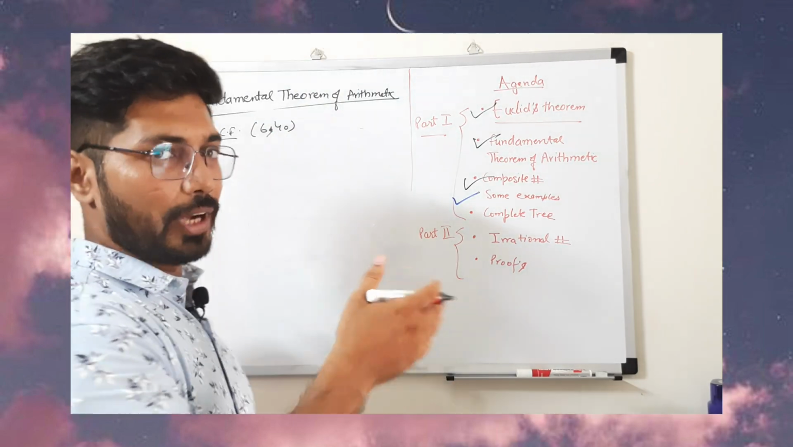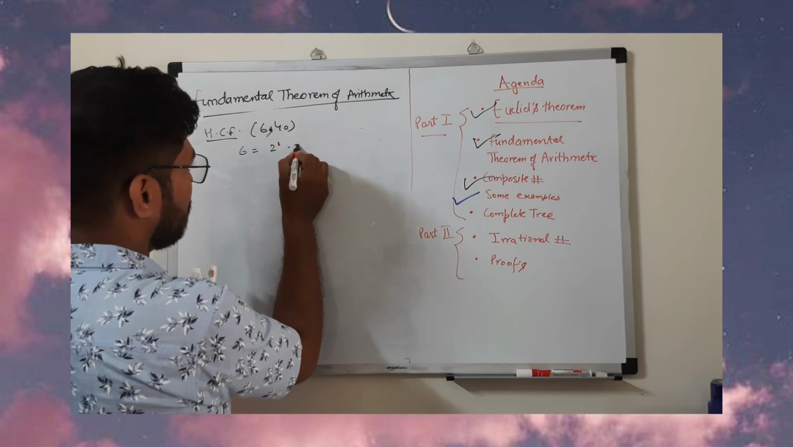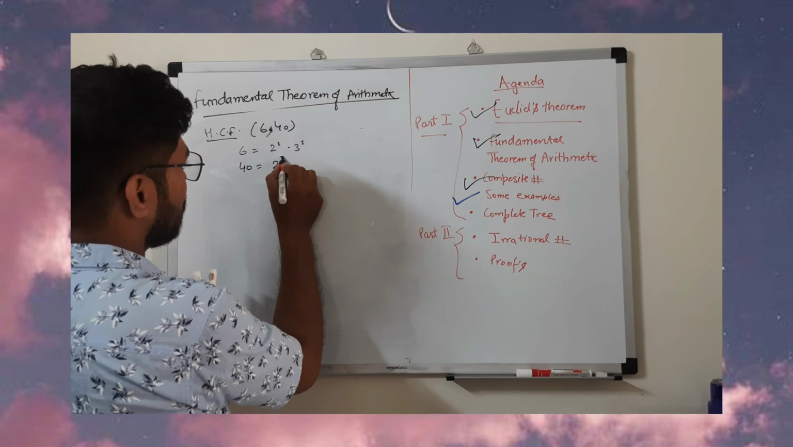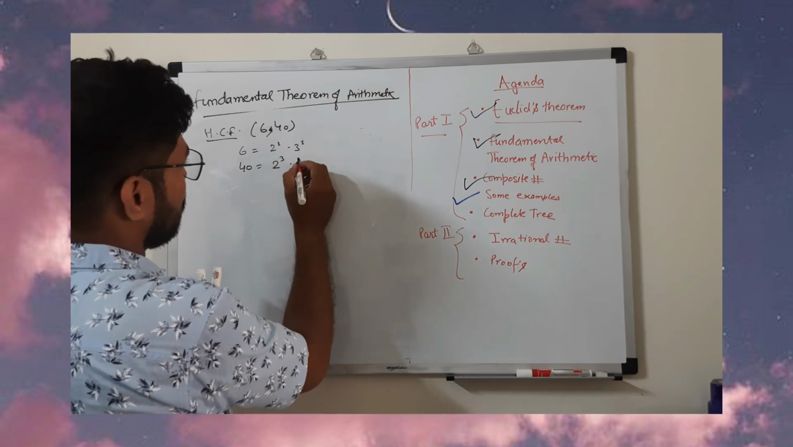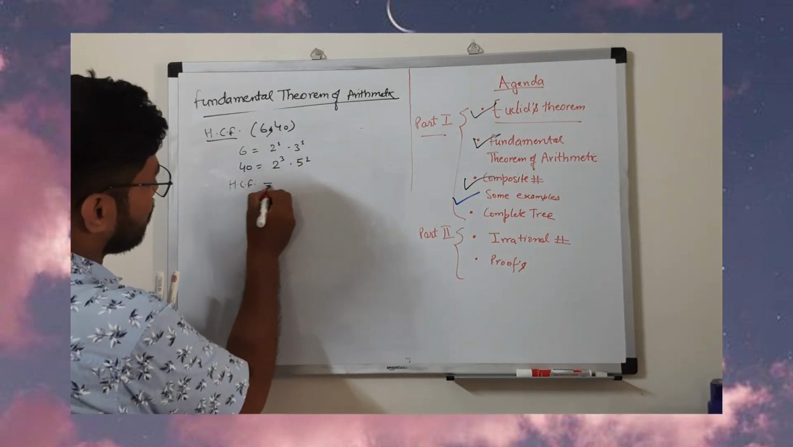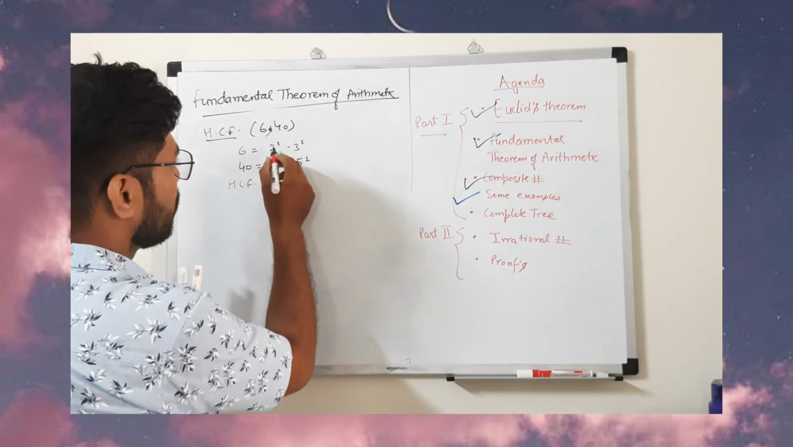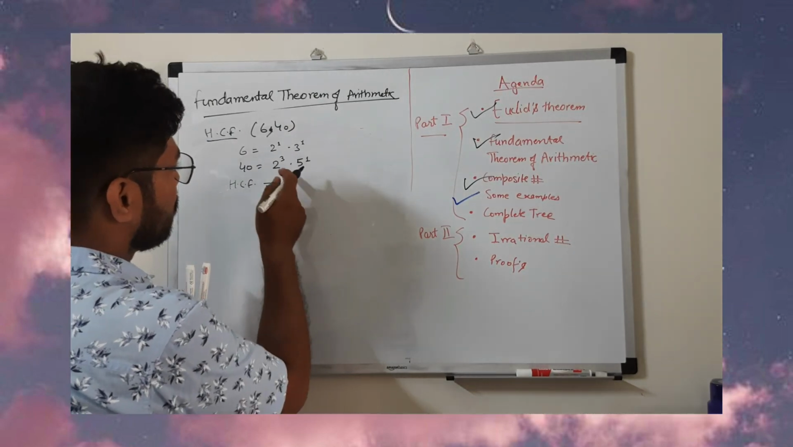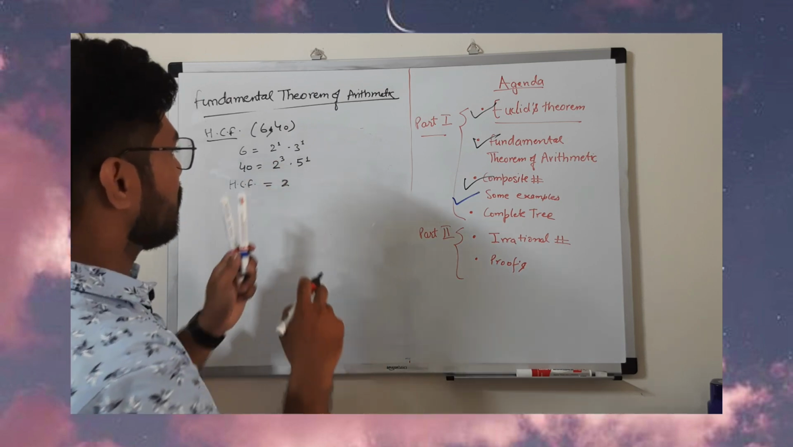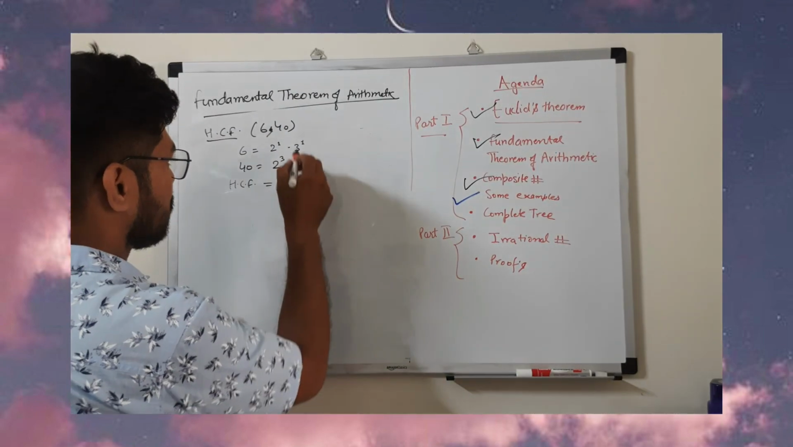First you need to take the prime factors. For 6 you can represent it like this: 2 to the power 1 multiplied by 3 to the power 1, and for 40 you can put 2 to the power 3 into 5 to the power 1. So the HCF will be the common elements with the lowest power which is common: 2 to the power 1. Nothing else is common, so the HCF is 2 here.